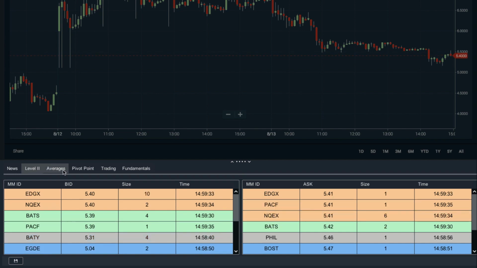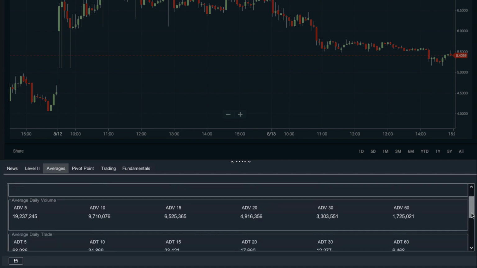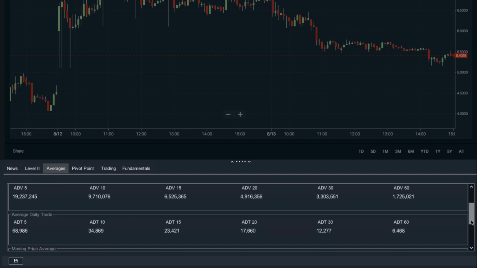To the right of the level 2 tab, you have an averages tab. This is basically just a quick snapshot of the stock's average daily price range and average daily volume. So we have the average daily range over 5 days, 10 days, 15 days, and this is for price. And right below that, we have those same ranges for volume. And we can just scroll through this data to get a better idea of how the stock may trade.